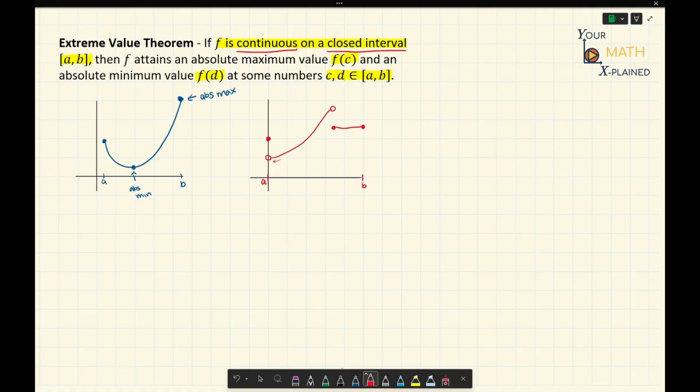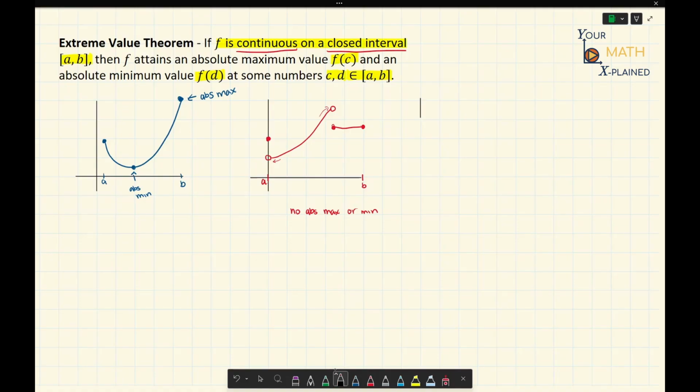And same thing for the maximum. We can see that if we follow the graph, when we get closer and closer to this value, it looks like we're about to hit a maximum. However, when we actually get there, the value jumps down. So again, we don't have an absolute maximum. Therefore, here we have no absolute max or min. And the reason is because our function f is not continuous, which is why f must be continuous in order for us to use the extreme value theorem.